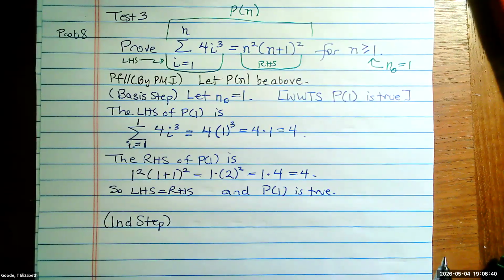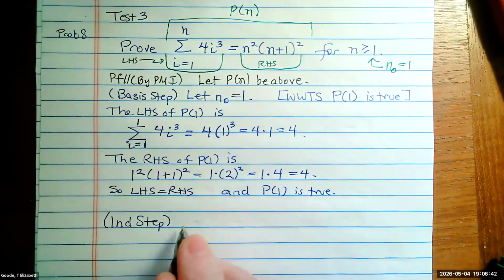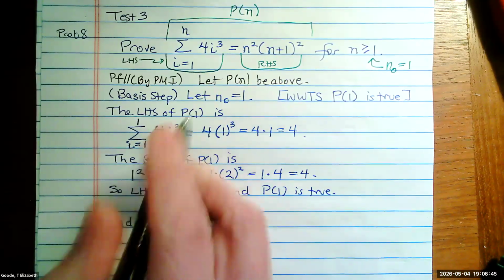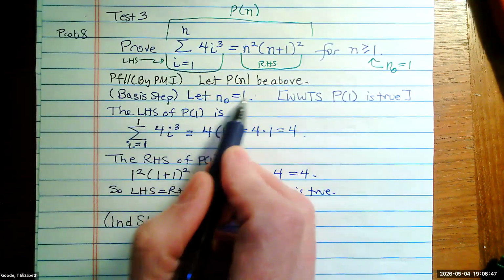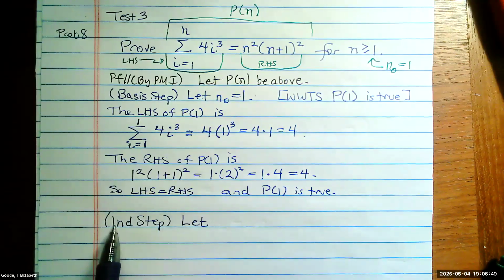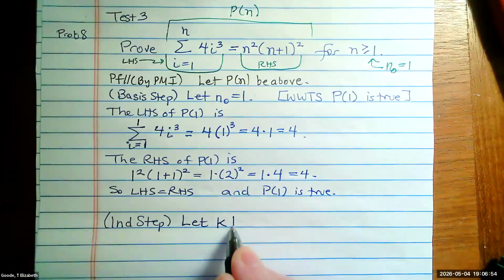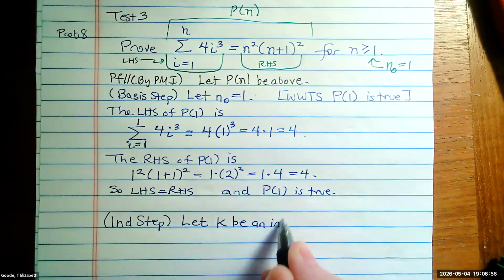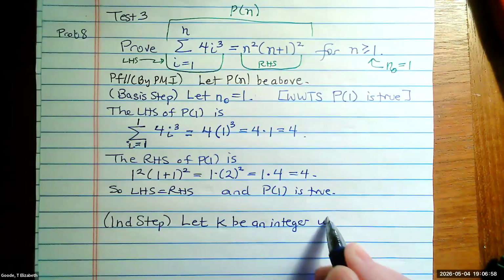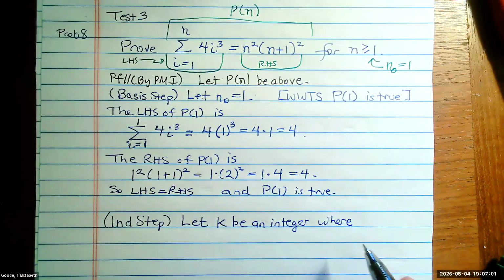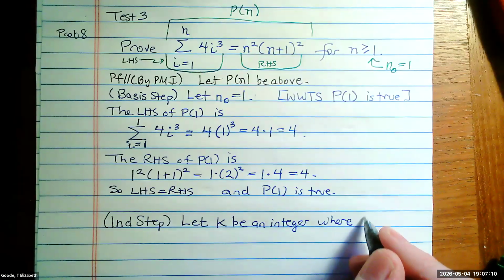Now we need a k. So we're going to tell the reader what k is. We always start the basis step by telling the reader what the integer n naught is, and we start the inductive step by telling the reader what k is. Let k be an integer, where k is greater than or equal to 1.